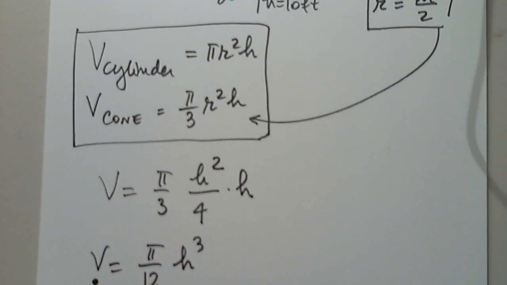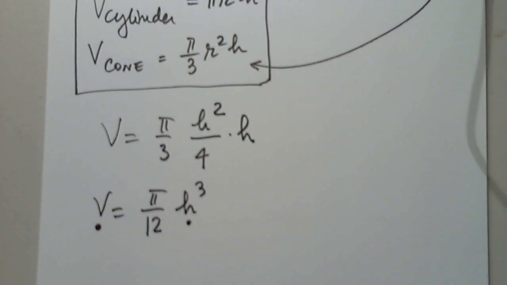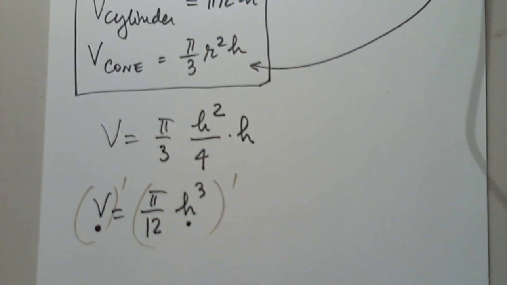I put a dot under the volume. I put a dot under the height. Again, why am I putting these dots? You don't have to. I think it's a good idea, so we don't forget, but you're not forced to. But why am I putting those dots under those two letters? Because they are related to time. They're functions of time. Good.